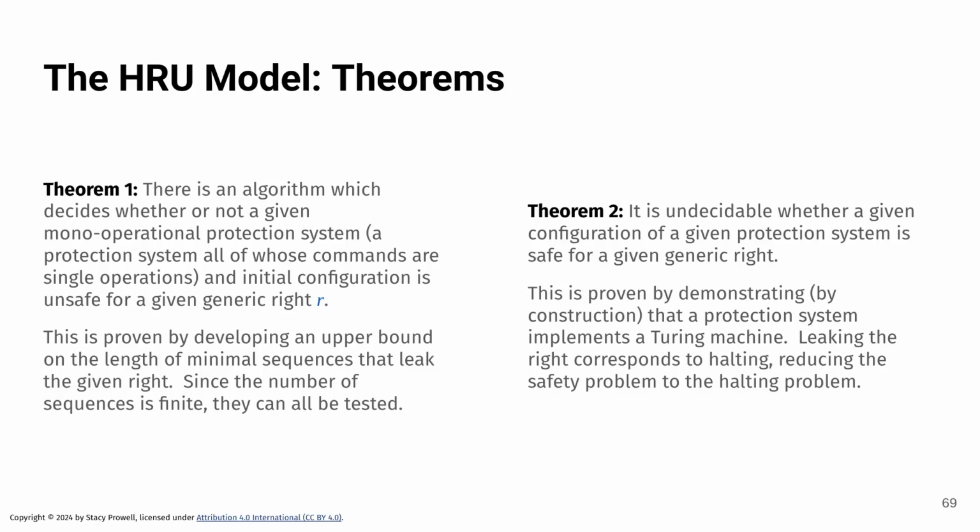How do they prove this theorem? Well, it turns out the little model we're talking about, the tiny little model with the 6 primitive operations and the access control matrix and the finite number of rights, that is sufficient for us to encode a Turing machine.